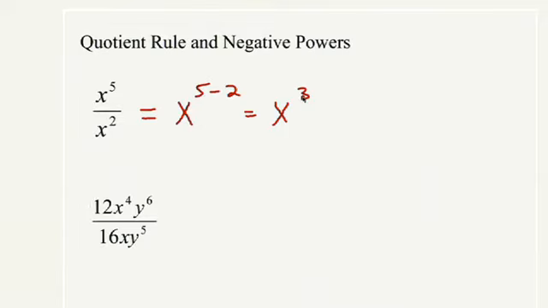Right, so the product rule says you add, so the inverse of a product would be a quotient, and the opposite of addition is subtraction. Again, a good way to remember it. All right, let's look at one more example here.